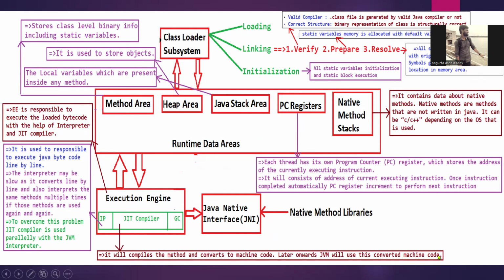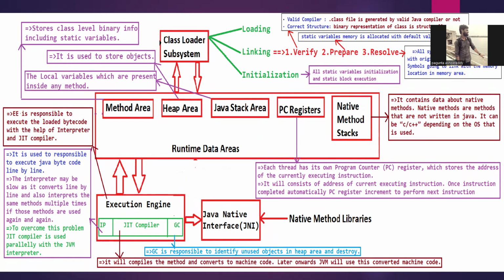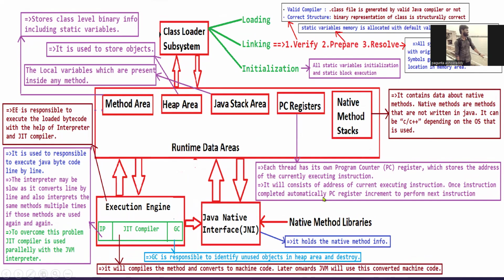Okay, I already discussed this. What is the garbage collector? The garbage collector is responsible for identifying unused objects in the heap area and destroying them. Internally, it will call System.gc. You can call it.